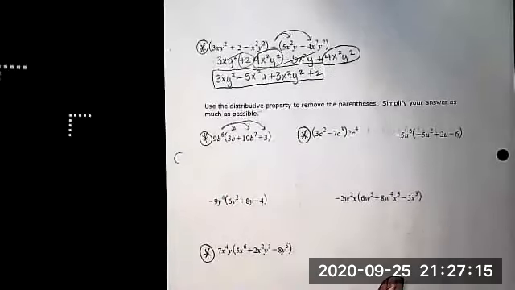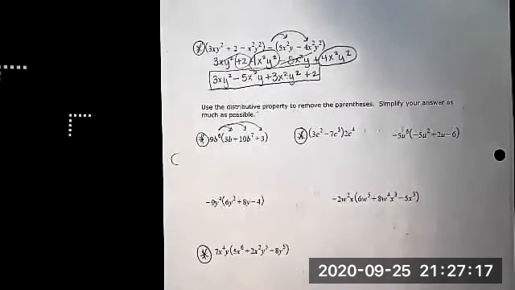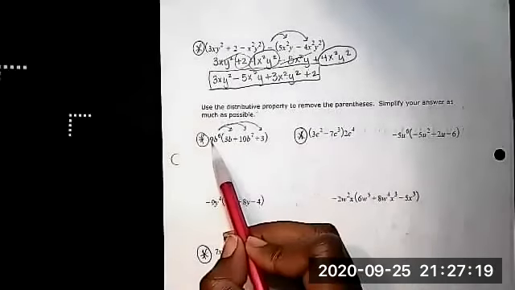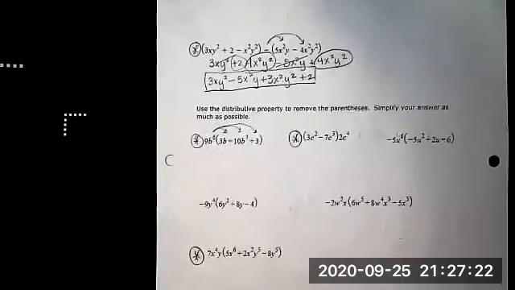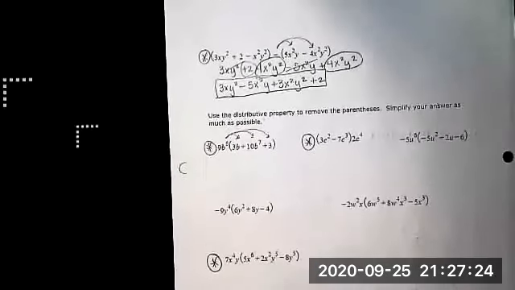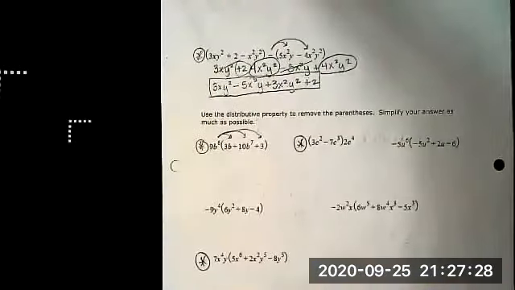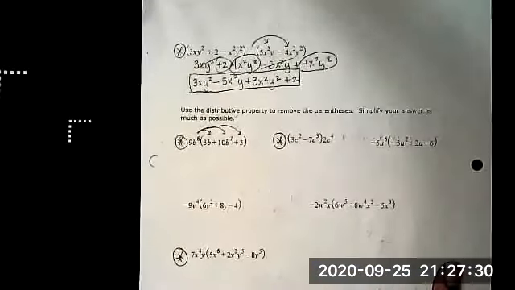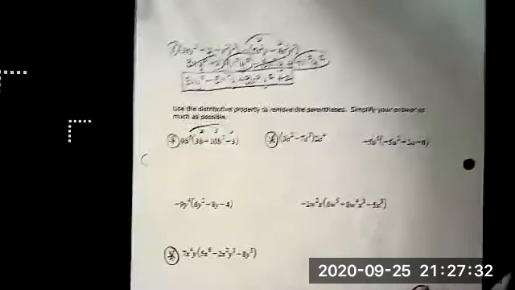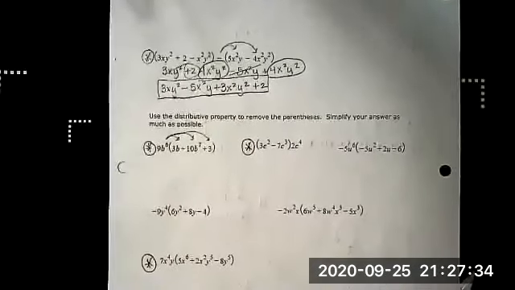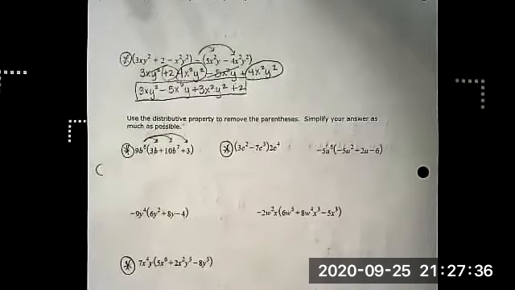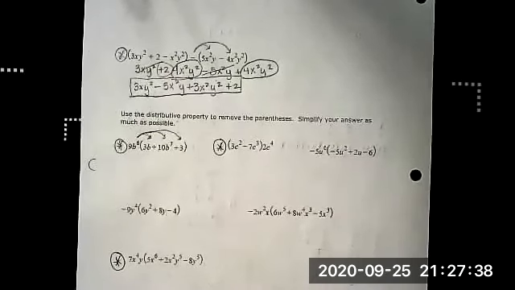So if you remember from exponents, okay, let me see if I can turn this light off. Maybe the light is making a glare or something. Is that better? Yeah, it's a little better. Seems like the light on my camera has a little glare.